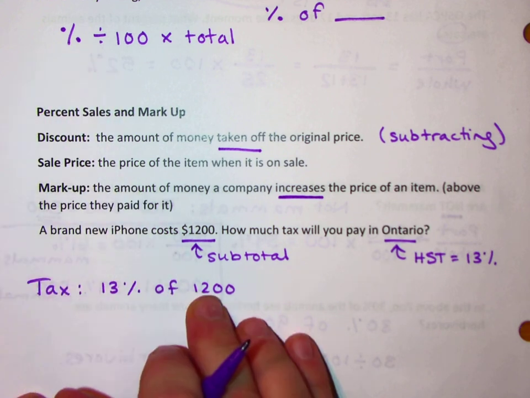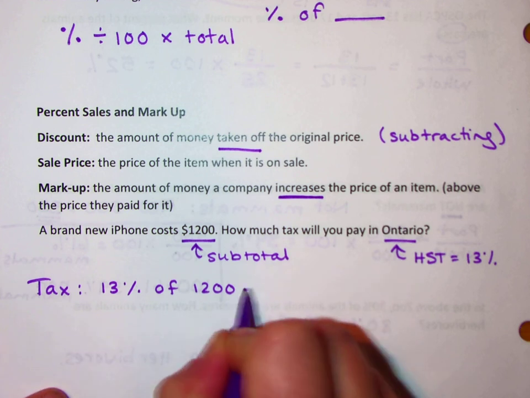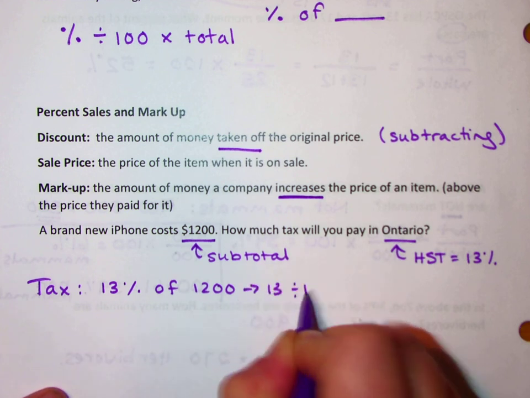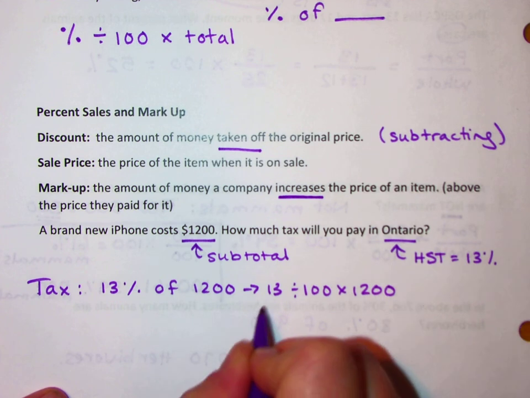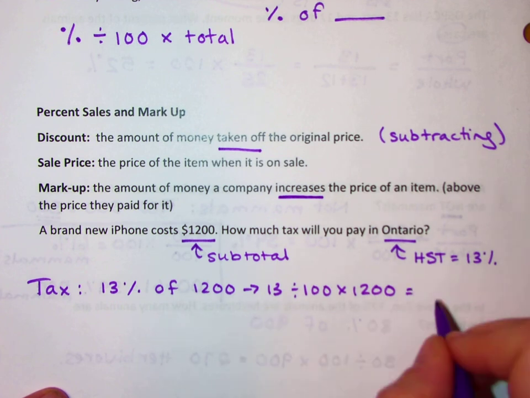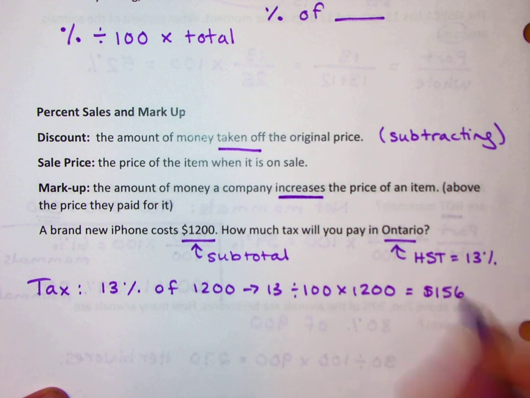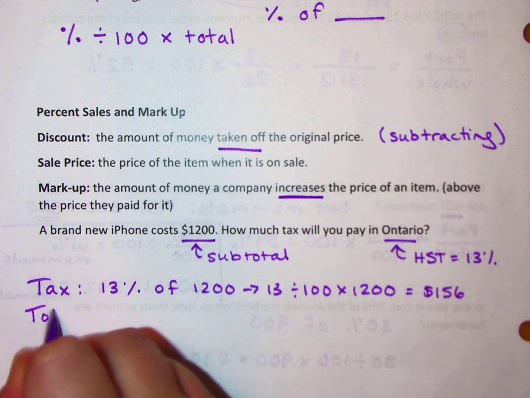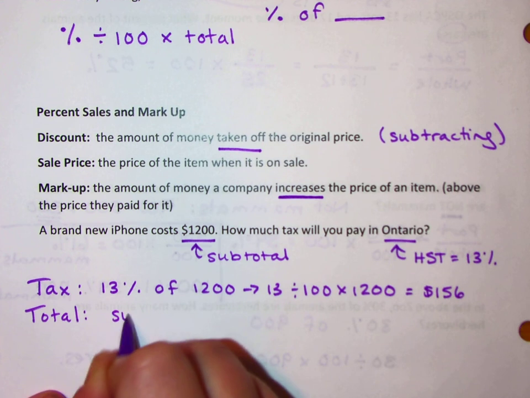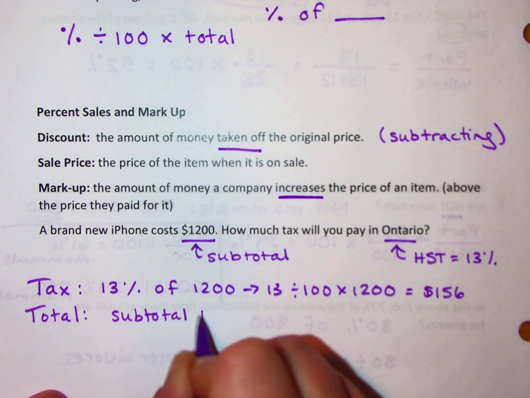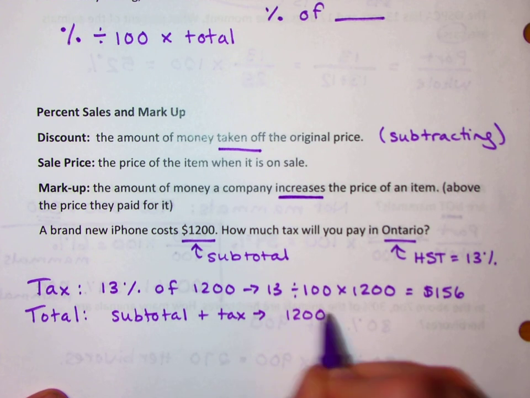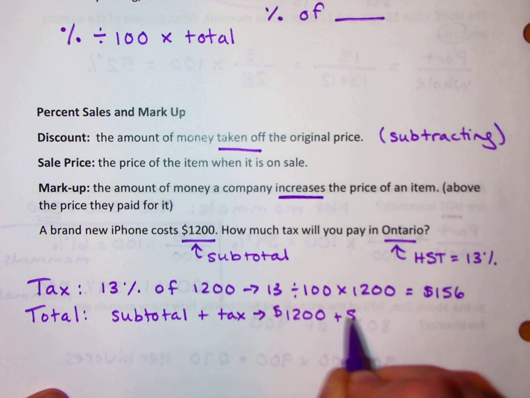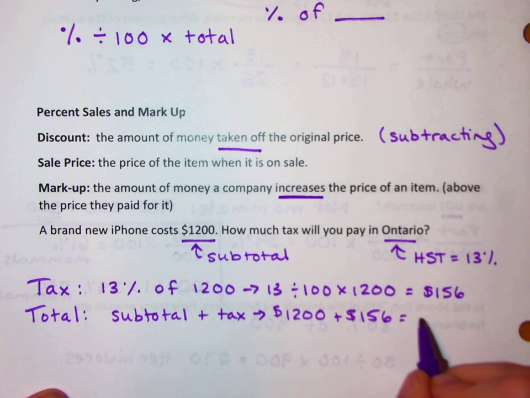What's 13% of 1,200? So we take 13, divide it by 100, and times it by 1,200. And when we do that, we end up with $156. The total is just your subtotal plus tax. So 1,200 plus 156, and that's going to be 1,356.